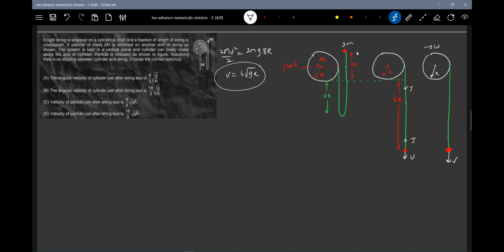Now the impulse will act. How is the impulse momentum equation? mu minus J equal to mv. From where is this equation brought? Impulse momentum equation. Initial momentum is mu. Impulse J will act. Why? Because the string will be jerked here. The impulse J will act here. So mu, 2m.